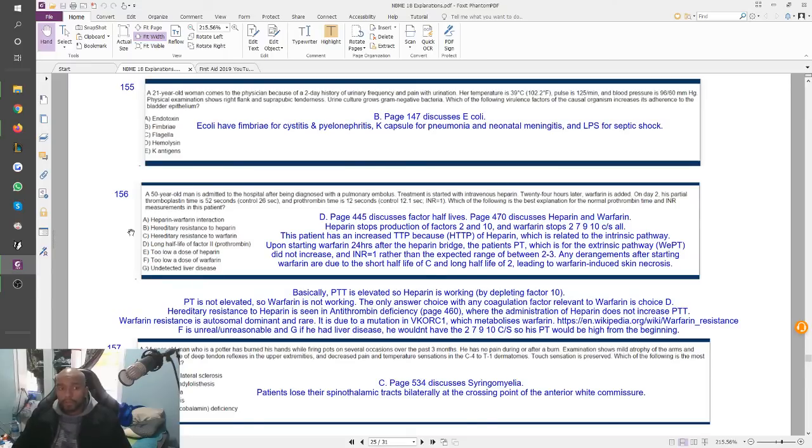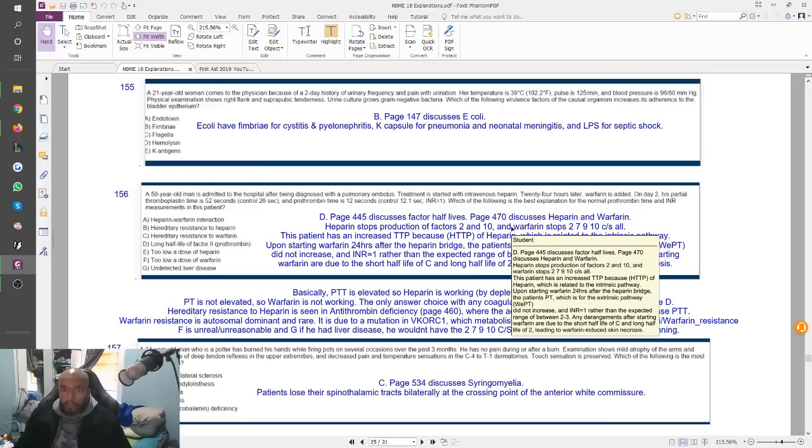By like the fourth or fifth day, by the end of the first week, his PT should go up, and his INR should become more in the range of 2 to 3, which is how you pretty much put somebody on long-term warfarin use. Okay, so that's all this question was about. Very interesting question, though. Very important topic to master.